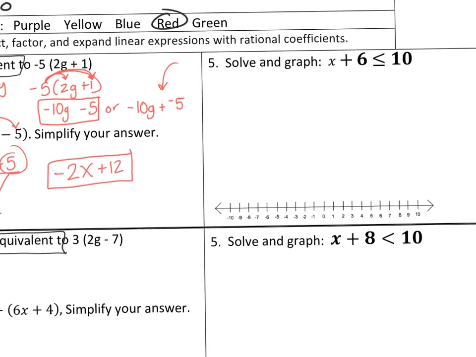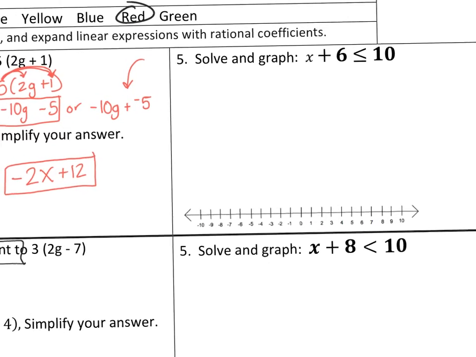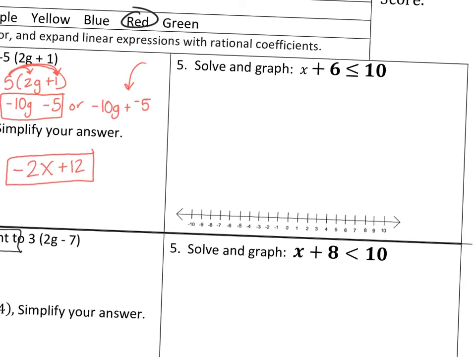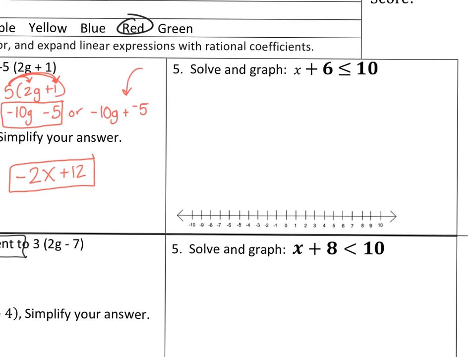Number 5 says, solve and graph x plus 6 is less than or equal to 10. Just something I always like to do is to remind me of the less than symbol and the greater than symbol. I write them out using the actual symbols. Now, the 6th grade standard, they'll just give you something like this. X is greater than or equal to 4, and they'll have you graph it. That's the 7th grade standard. I'm sorry, the 6th grade standard.